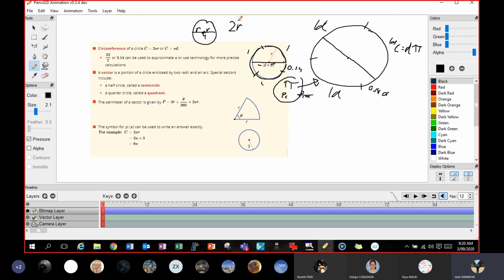So 2 radius is the same thing as a diameter. So 2 radiuses times pi will give you the circumference as well. And that's where the formulas come from. So pi was literally invented to answer this question: if I have a circle of whatever width, how far would it be to go around the outside?